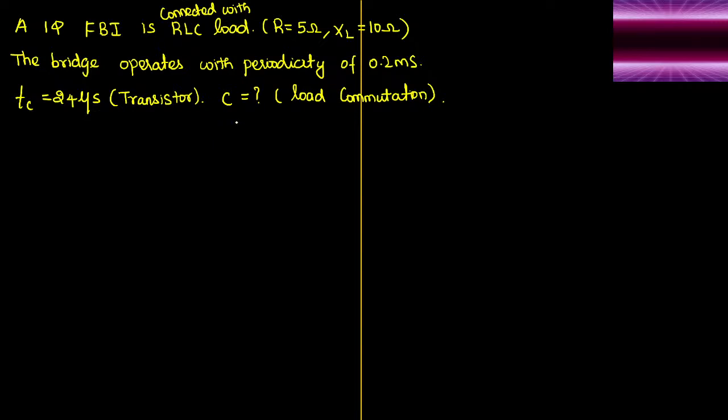Can you try it once? A single phase full bridge inverter is given. It is RLC load. Inductive reactance is given, resistor is given, and they told the bridge operates with the periodicity of 0.2 millisecond. Circuit turn off time is given as 24 microseconds. Then in order to operate the circuit at load commutation, what can be the expected value of C?